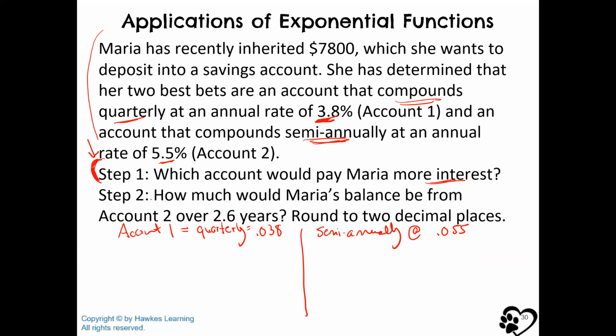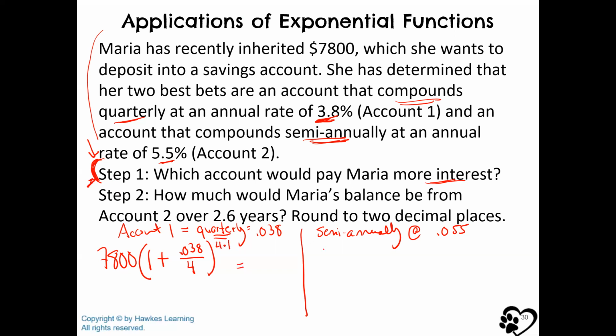So for example, I'm going to use that formula. I'm going to put $7,800 in the bank times 1 plus our rate, 0.038 over quarterly, guys. How many quarters are in a year? 4, right? And then remember, our number of times it compounds times time. To answer the first question, we're just going to leave our time as 1, which is just 4.